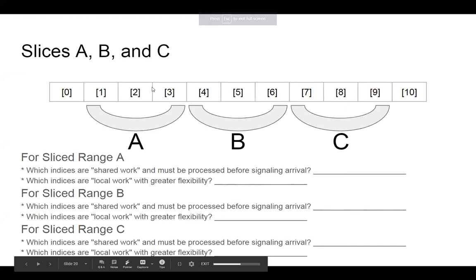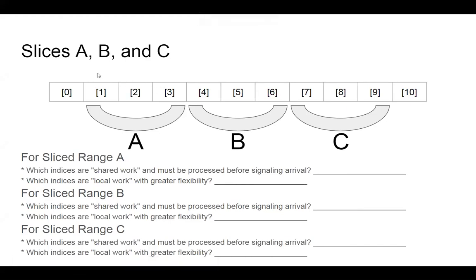This one is directly related to fuzzy barriers and how it relates to the iterative averaging one. So hopefully everyone got their answers on this, which indices are the shared work. These are the ones on the boundaries, right? So for A, the only one that anybody cares about, that is its neighbor B, is going to be 3. B has both sides, 4 and 6 someone cares about, and C only has 7 that their neighbor on this side counts.